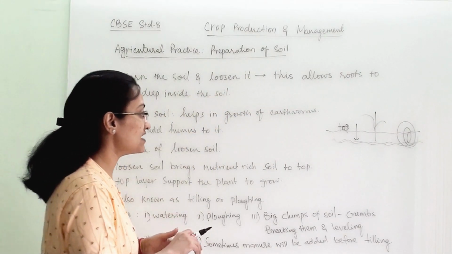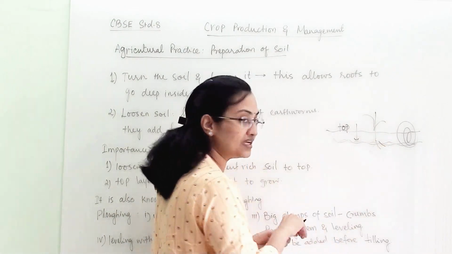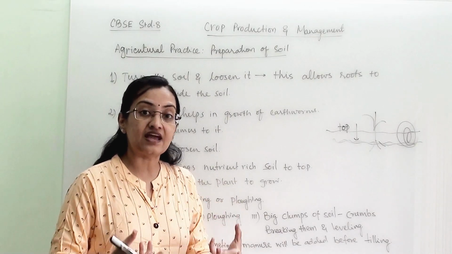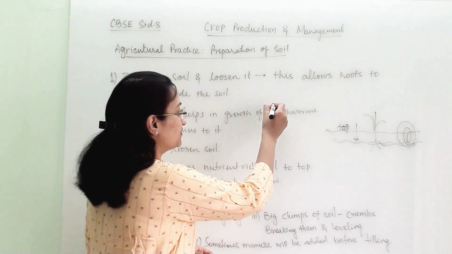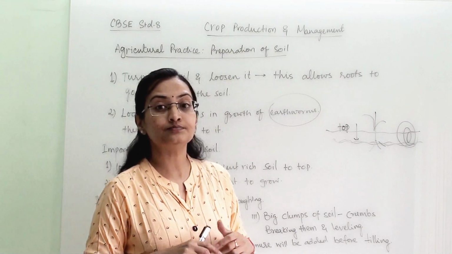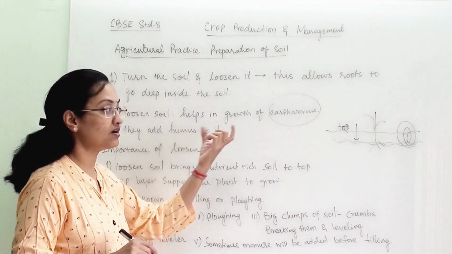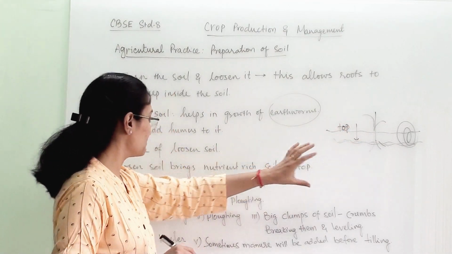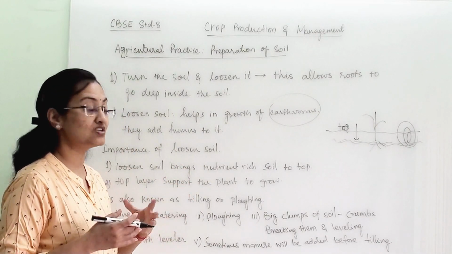This is the first advantage. Once we loosen this soil, the roots will go deeper down inside and they can take advantage of those nutrients and water. And loosening up the soil will help in the growth of earthworms. Now earthworms are friends of farmers because they add humus to the soil, and it is very important organic matter for plants to grow. So these two are the basic advantages of loosening the soil.